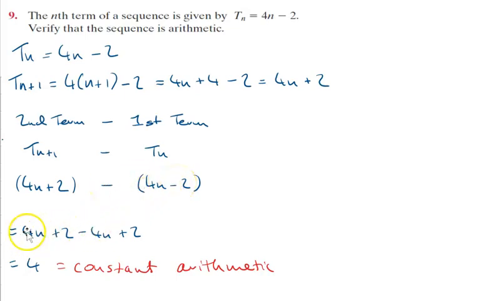We bring down the 4n plus 2. Minus times 4n is minus 4n. Minus times minus 2 is positive 2. And the 4n and the minus 4n will cancel, and 2 plus 2 is 4. So 4 is a constant, and therefore the sequence is arithmetic.